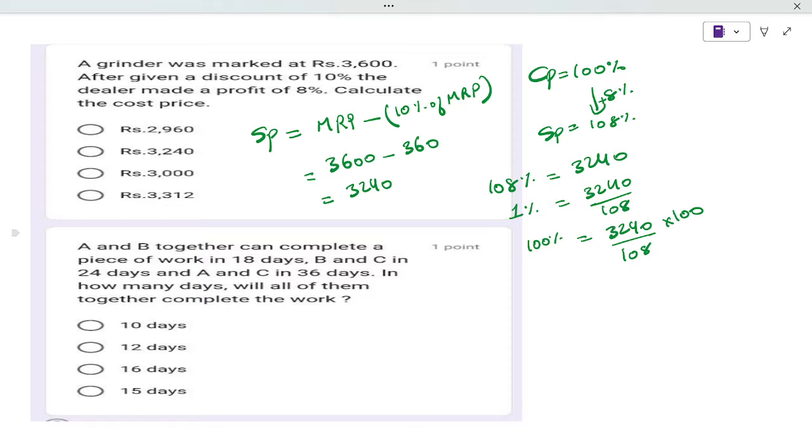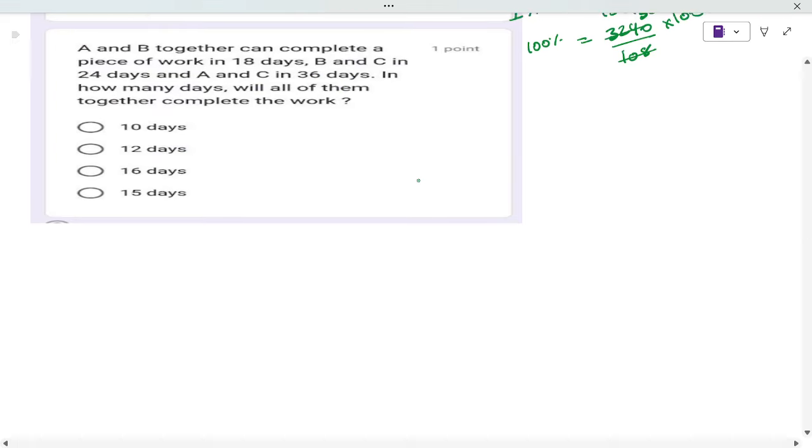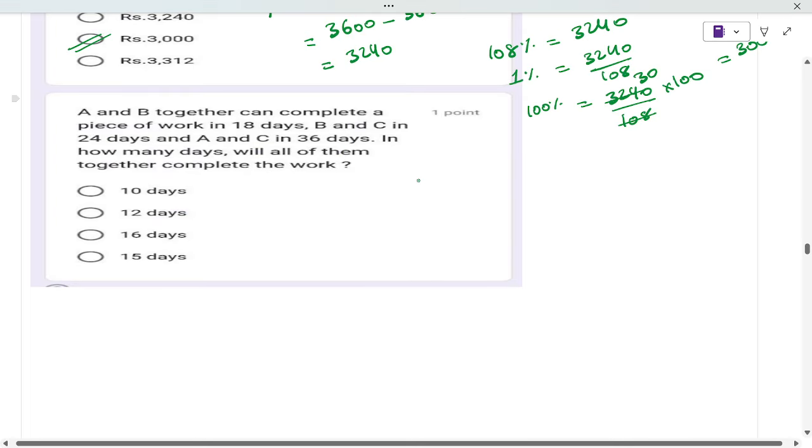Yes. So now you cancel it. 324. Okay. So now let's just cancel it. 108 into 3, 30 times I mean. Yes, 108 into 3 will give us 324. 0 is 0. That means this is equal to what? 3000. So the cost price is 3000. That's the answer. Next question is from time in work again.